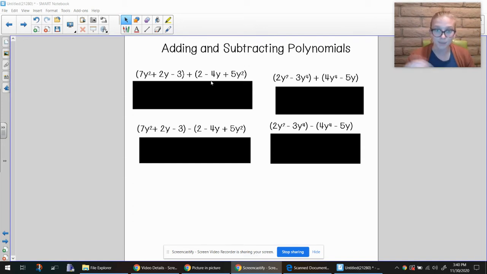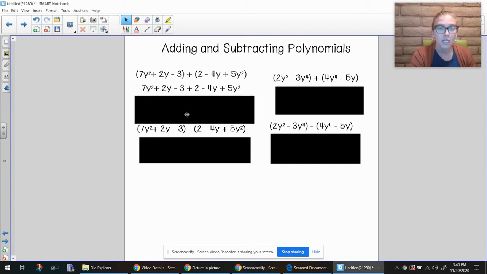Well, when I'm adding polynomials, I don't actually need these parentheses there, because if I was to distribute to get rid of these parentheses, I'd be distributing a positive 1, which wouldn't change the value of any of the numbers. So the first step I'm going to do is actually just get rid of the parentheses. So I have the exact same expression, just no parentheses. After this, I'm going to combine like terms.